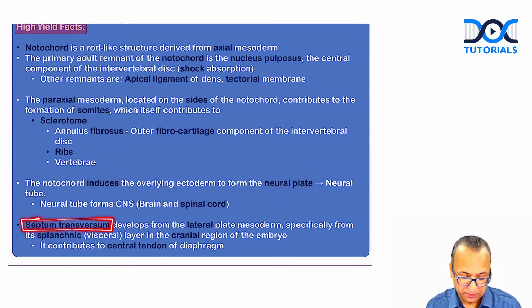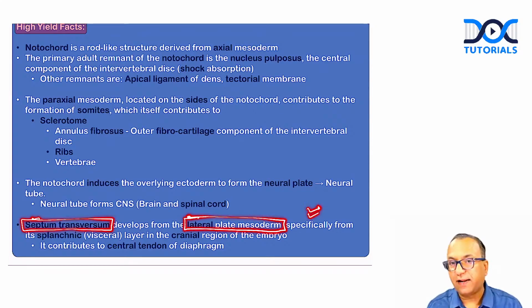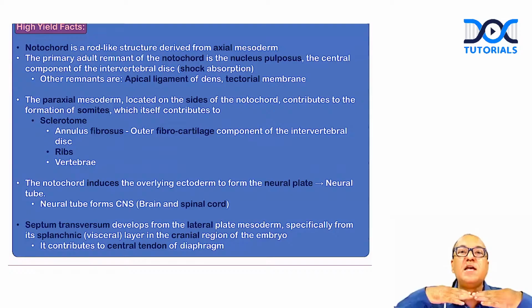Septum transversum, transverse septum, is coming from lateral plate mesoderm. I told specifically from the splanchnic or visceral layer of lateral plate mesoderm. That too in the cranial region, because diaphragm develops in the cervical region, later migrates to thoracoabdominal region.